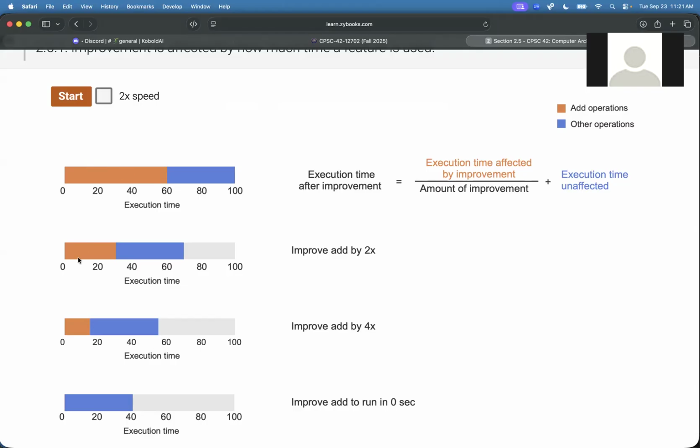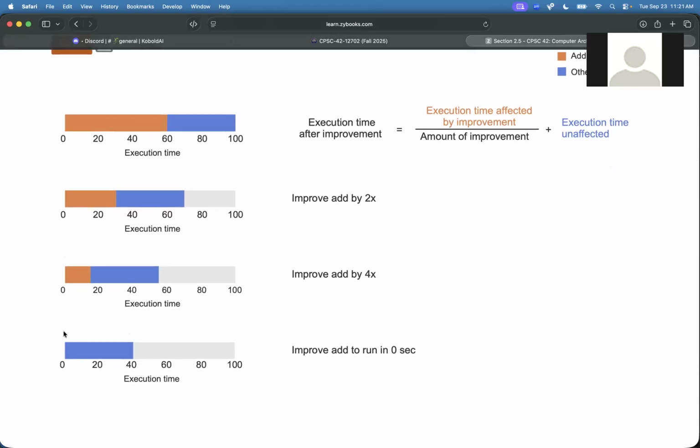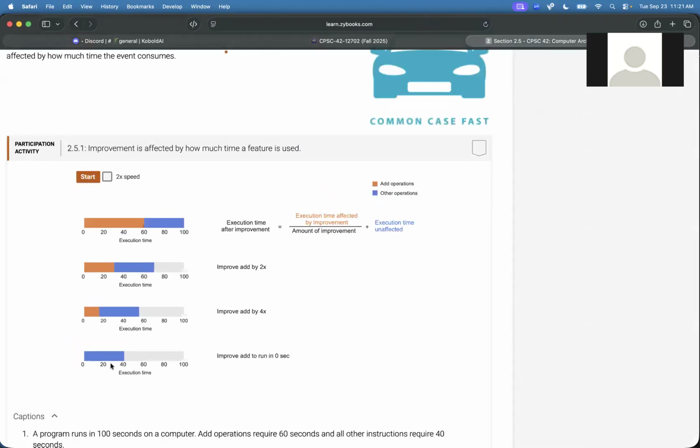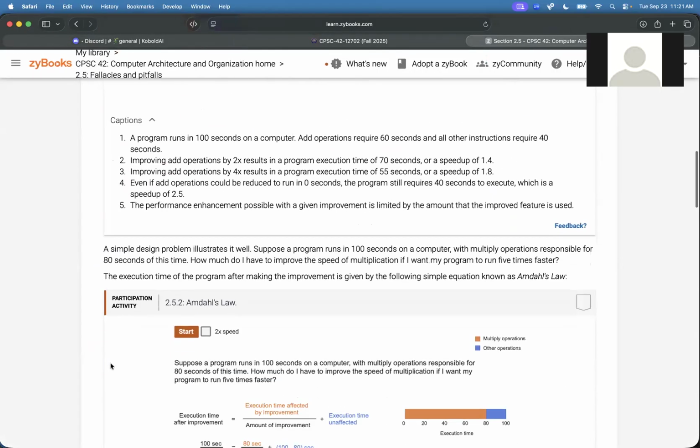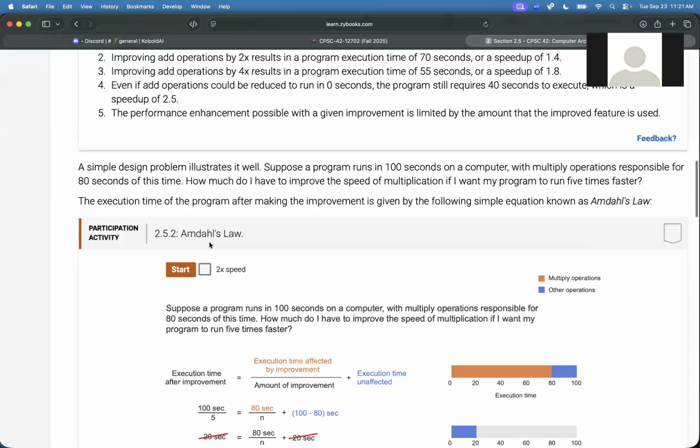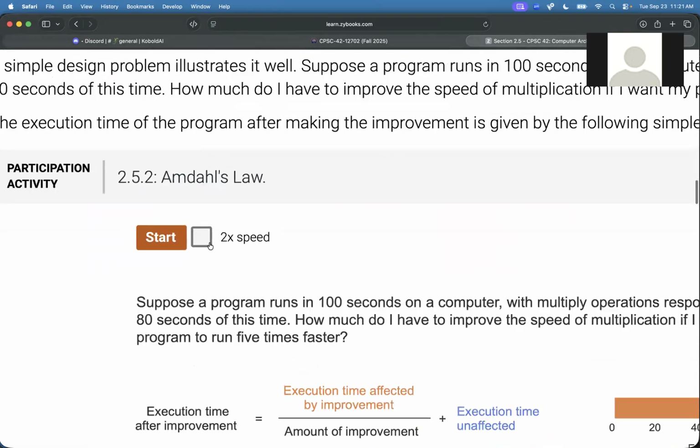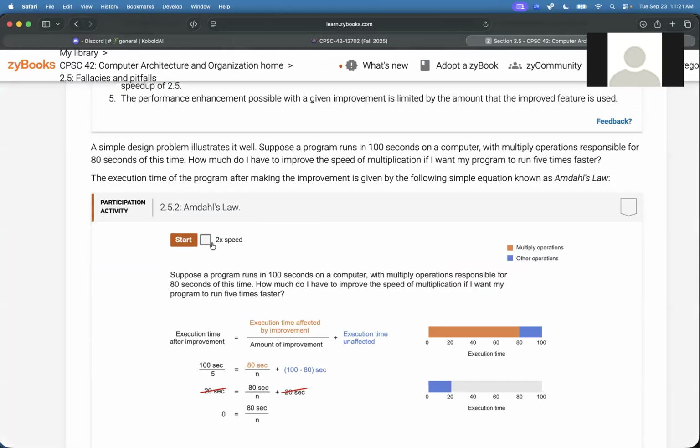We make it twice as fast, we make it twice as fast again. And even maybe we took it out and made it take no time at all. You still have your final execution time is still 40% of what the original execution time was, right? Because we didn't make the blue bar any faster at all. And so that actually has a name. And so here's the name, Amdahl's law. And it's basically just the math that has to do with this.